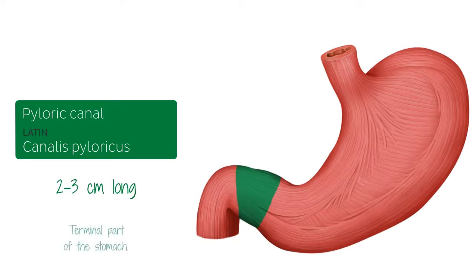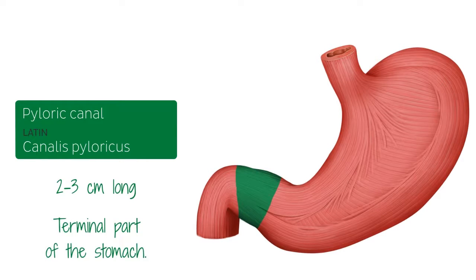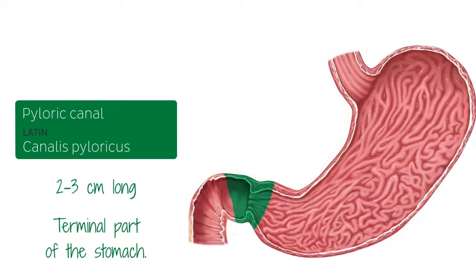It is the terminal part of the stomach. In the next illustration, we can see the pyloric sphincter here highlighted in green. It is a band of smooth muscle that controls the flow of partially digested food from the stomach into the small intestine.